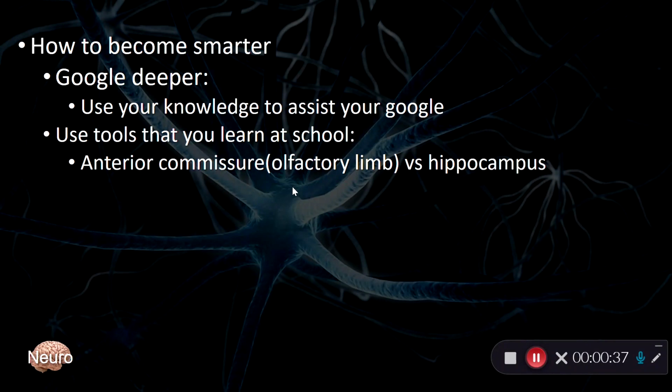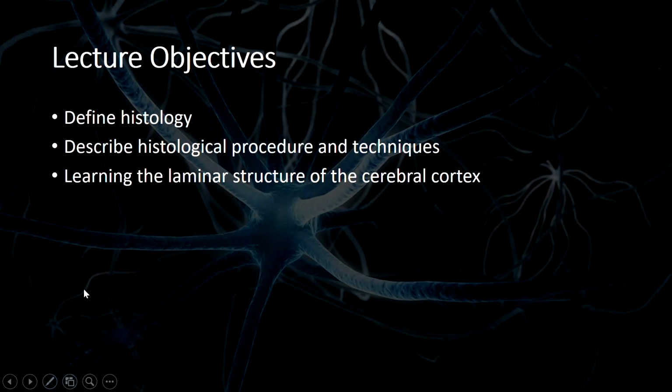If you're smart, you think, okay, let me Google an image of a sagittal brain slice, plus the keywords anterior commissure, olfactory limb, and hippocampus, and you will know the answer. But you can also use the tools that we learned at school, right? The brain atlas. If you search around the images, you will figure out where the anterior commissure is located, where the hippocampus is located, and you know their relationship, right? Okay, let's go back to our lectures.